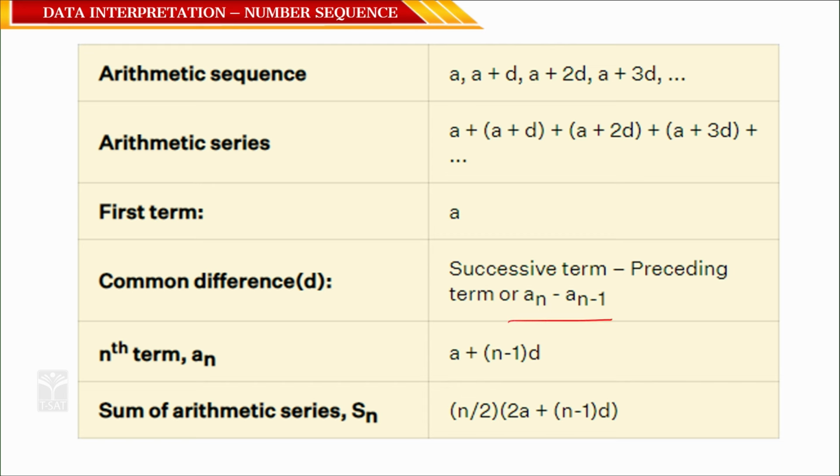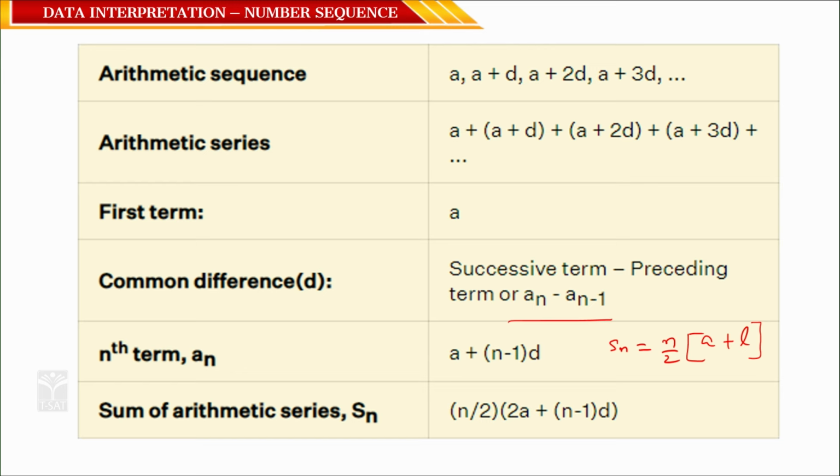And the nth term an is equal to A plus n minus 1 into D. Here A is the first term, n is the number of terms and D is the common difference. And the sum of the arithmetic series Sn is equal to n by 2 of 2A plus n minus 1 into D. This is one formula, or you can say Sn is equal to n by 2 of A plus L, where L is the last term.